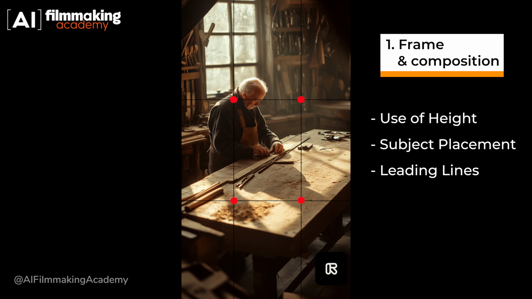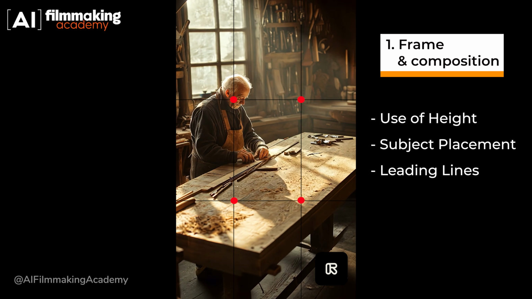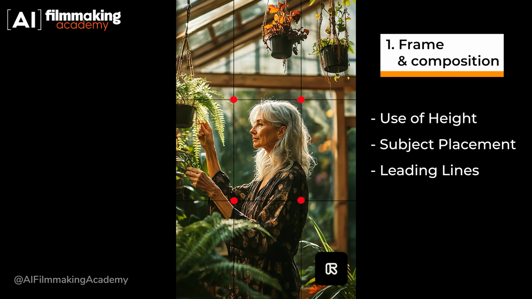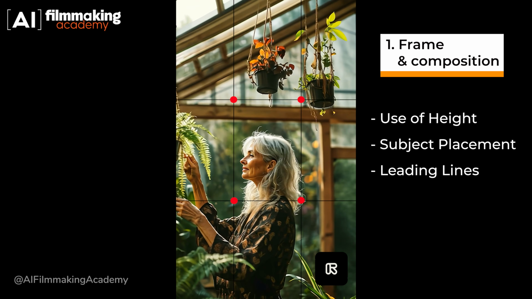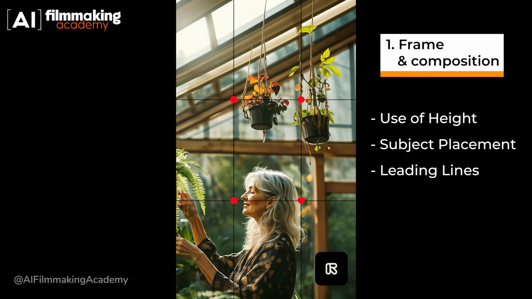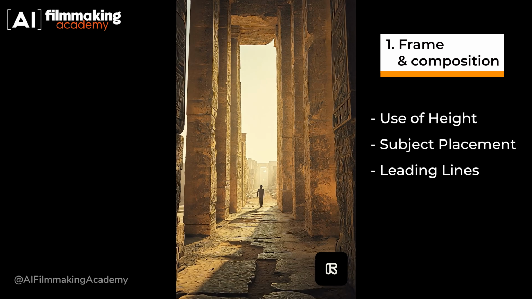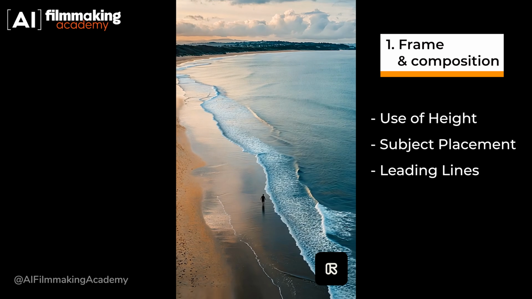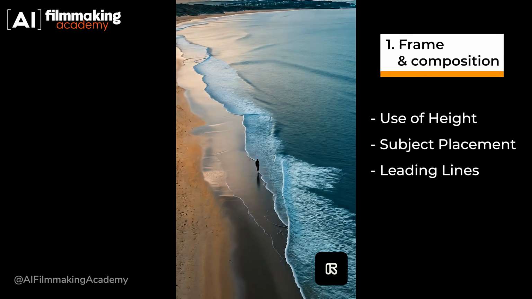The rule of thirds still applies, but think vertically. Divide your frame into top, middle, and bottom sections. Place important elements like the subject's eyes or the horizon in the upper third, and make sure the background fills the bottom third to avoid empty spaces. Use vertical lines like buildings, trees, or pathways to guide the viewer's eye up or down the frame.